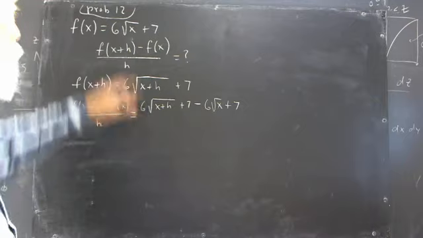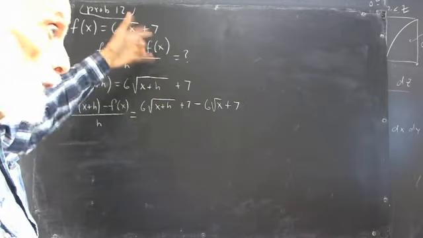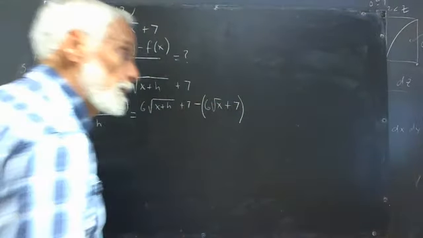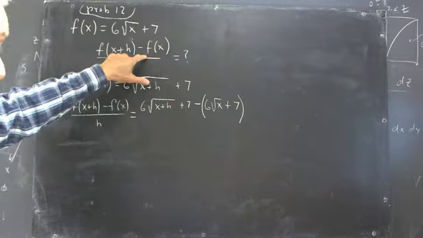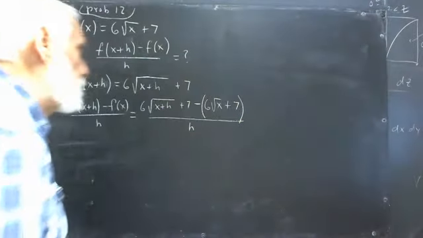Okay, well, we're subtracting f of x, which means we subtract all of f of x. We don't just subtract the first term in f of x. The way we do that, of course, is we put parentheses around the expression that stands for f of x. And then we divide by h.